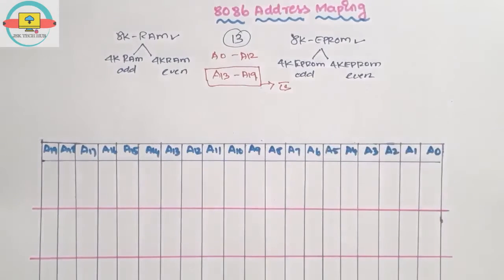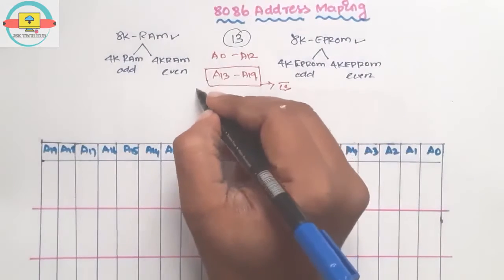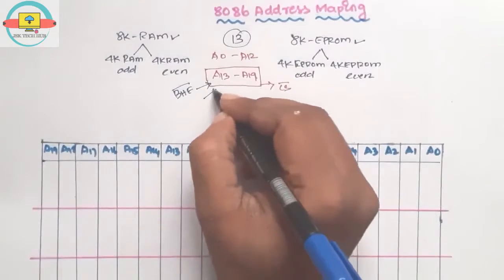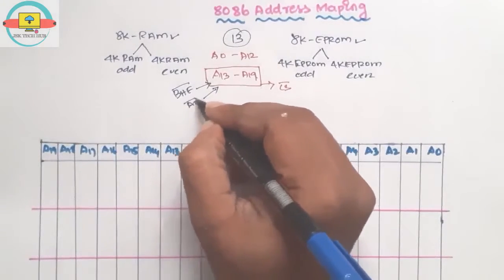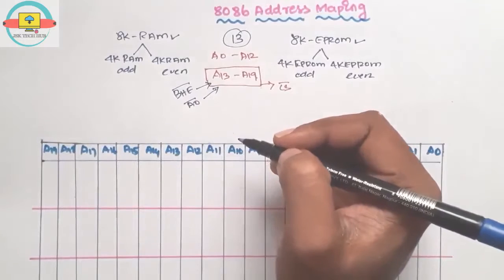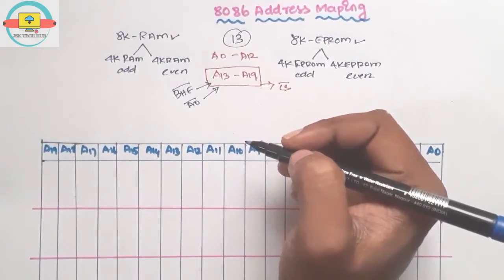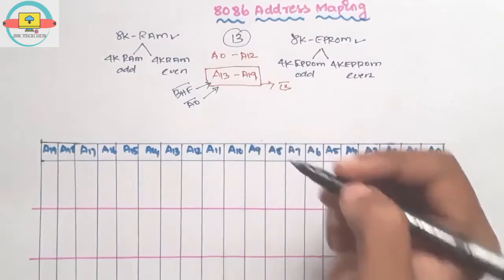Along with A13 to A19, we are going to use the BHE signal and the A0 signal to activate the RAM odd bank, even bank separately, and the EEPROM odd bank and even bank memory.